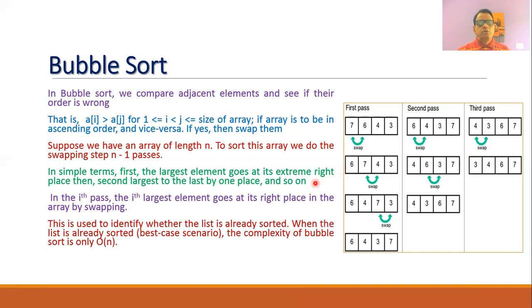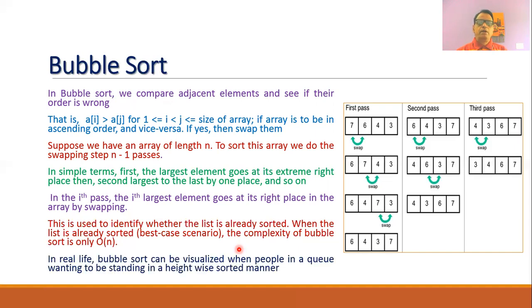So this method is called the bubble sort method. This method is useful if the given array is already sorted. You can say that it is a best case scenario, and in that case the complexity of the bubble sort method is of the order of n.